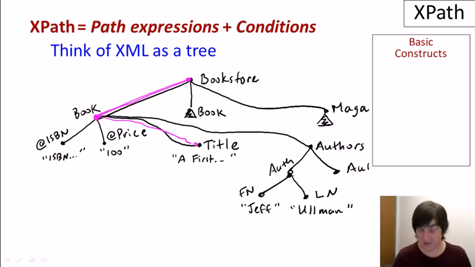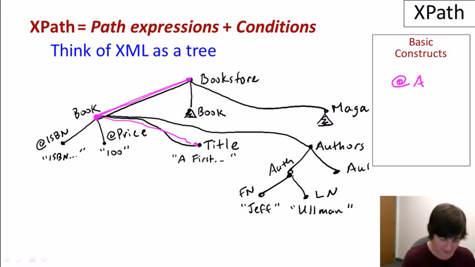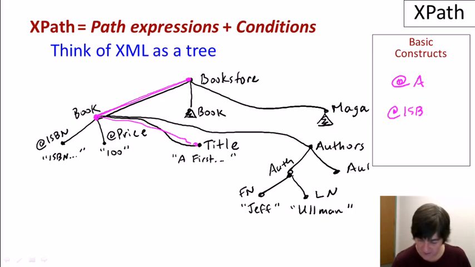If we want to match an attribute, we write @ and then the attribute name. So for example, if we're at the book and we want to match down to the ISBN number, we'll write @ISBN in our query or our path expression.